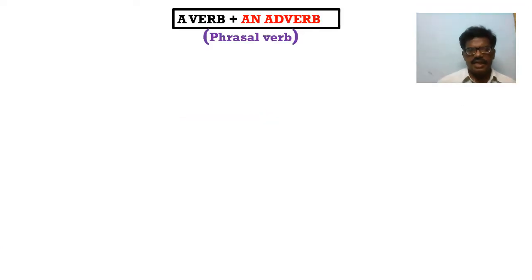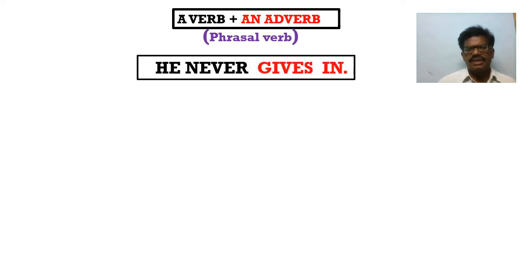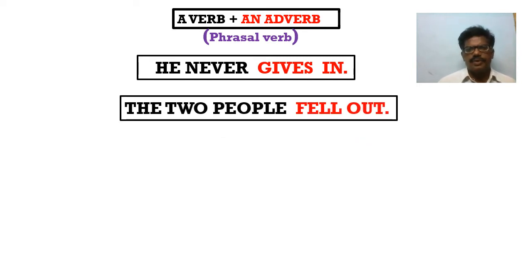Now let us see the examples for each type of phrasal verbs. First one, phrasal verb when it is in the form of a verb plus an adverb. He never gives in. Here the phrasal verb is gives plus in. Here gives is a verb, in is an adverb. The two people fell out. Here the phrasal verb fell out is formed with fell plus an adverb out.